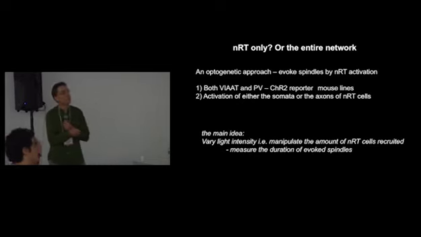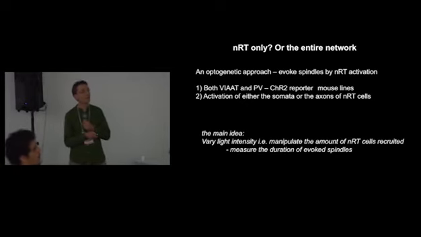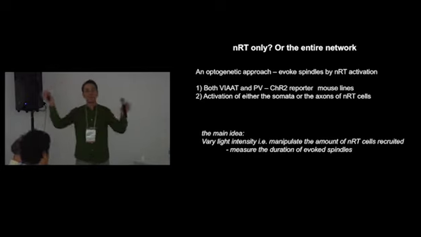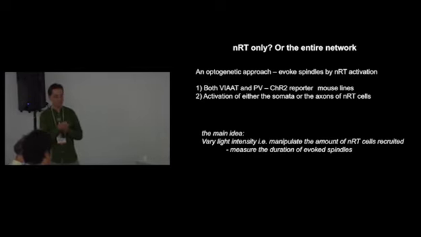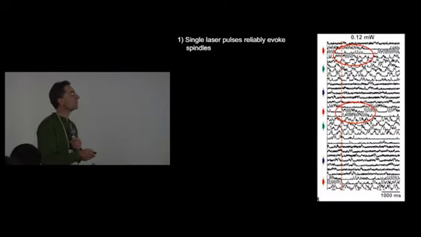But we will use an optogenetic approach here, and as you will see, we will evoke spindles, both using VGUT animals and PV animals, and we will activate the somata or the axons, and the results will be the same. The main idea is that we can vary light intensity, and via this we can manipulate the amount of NRT cells recruited. If you give more light, you will have a larger population of cells recruited, and if you give less light, there will be a smaller population. And of course, we will measure the duration of the sleep spindles.